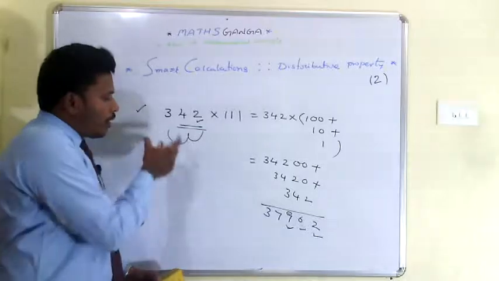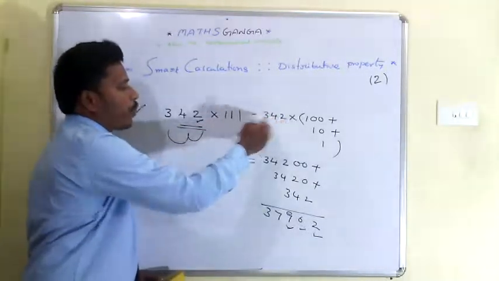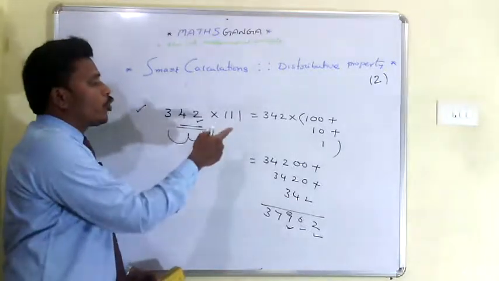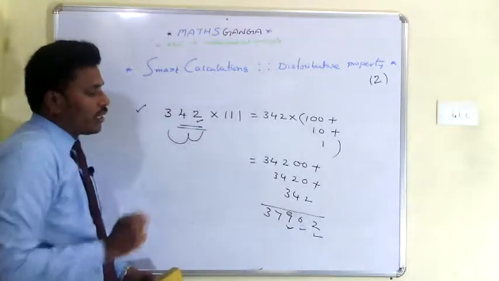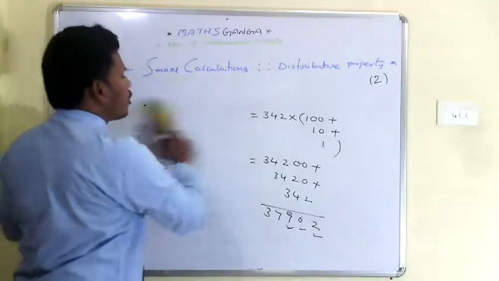One way is observing like this, and the other way is directly using the distributive property like this. So 342 into 311, and then the result will be 37962. All this is because of the distributive property.